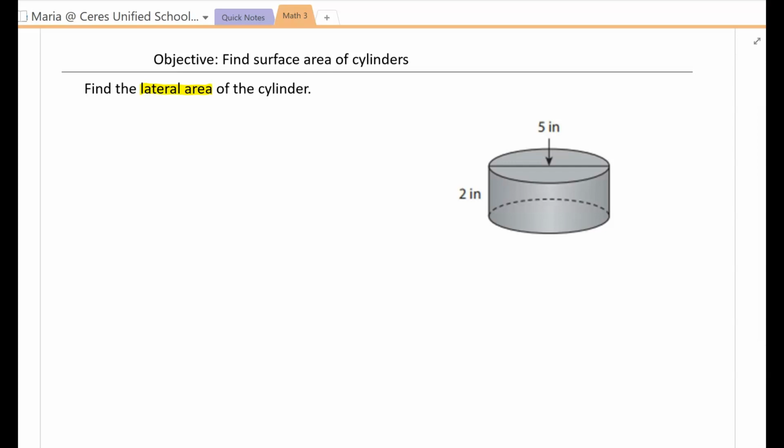So in this example, if you notice, I am given the full line. So again, remember, if it's the full line, that means this is the diameter. So to find the radius, just divide by 2. So my radius is going to be 2.5 inches. And then my height is the distance between them. So this is 2 inches. And again, it's asking for lateral area, so just plug it into your formula for lateral area. That's just the beginning of the surface area before the plus. So this is going to be 2 pi rh.